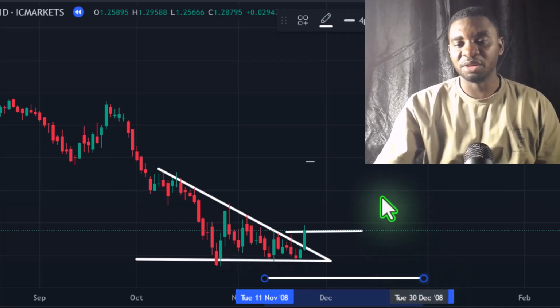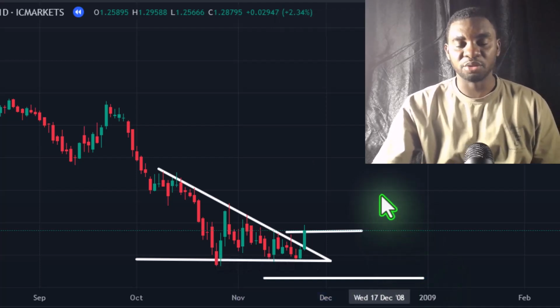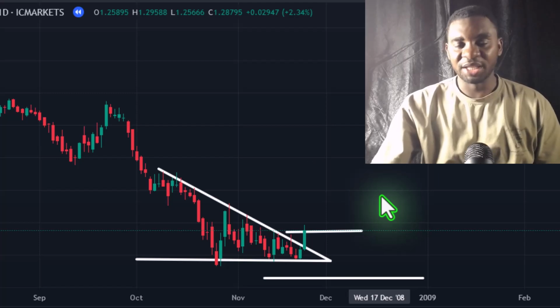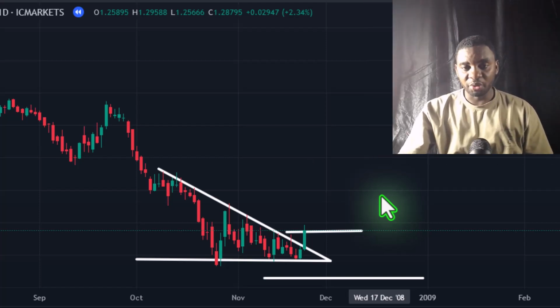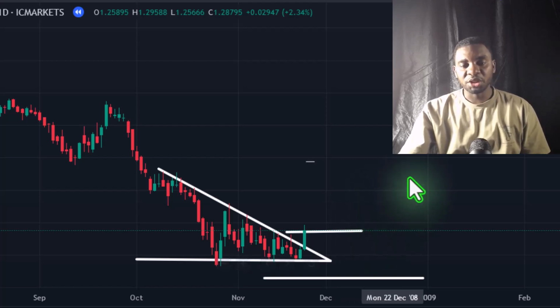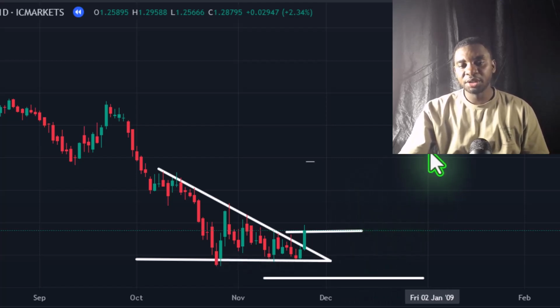You need to give room for price to move so that you don't get taken out by your stop loss before price heads in your direction. So give it some room. Don't let your stop loss be too tight. At the same time, let it not be too wide. So let it be reasonable. So as it is now, we've determined our entry and our stop loss.